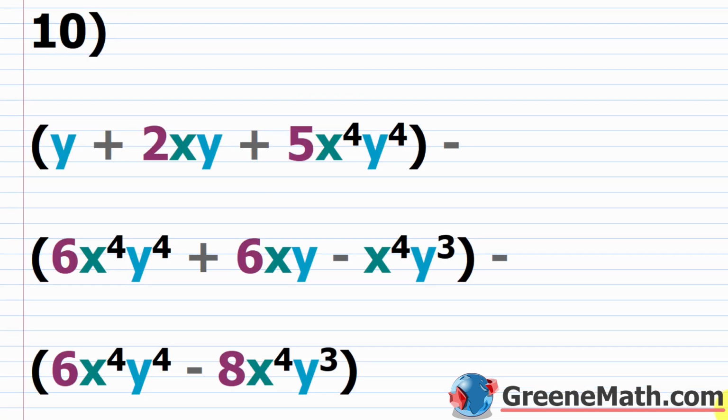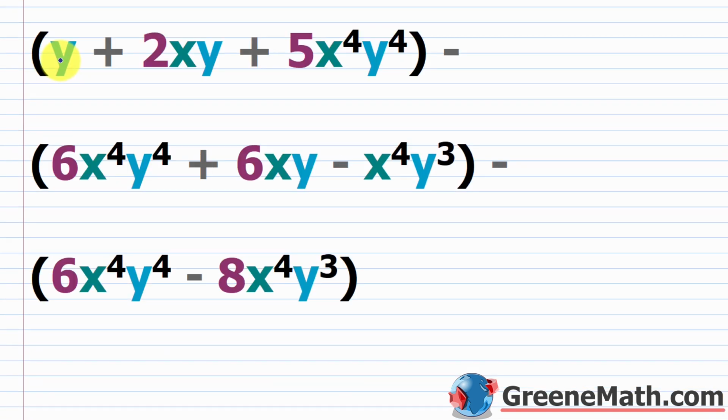Okay, for problem number 10, we have this quantity y plus 2xy plus 5x to the 4th power y to the 4th power minus this quantity 6x to the 4th power y to the 4th power plus 6xy minus x to the 4th power y cubed, and then minus this quantity 6x to the 4th power y to the 4th power minus 8x to the 4th power y cubed. Okay, so we see we have minus and we have minus. So I'm going to change this to plus a negative 1.